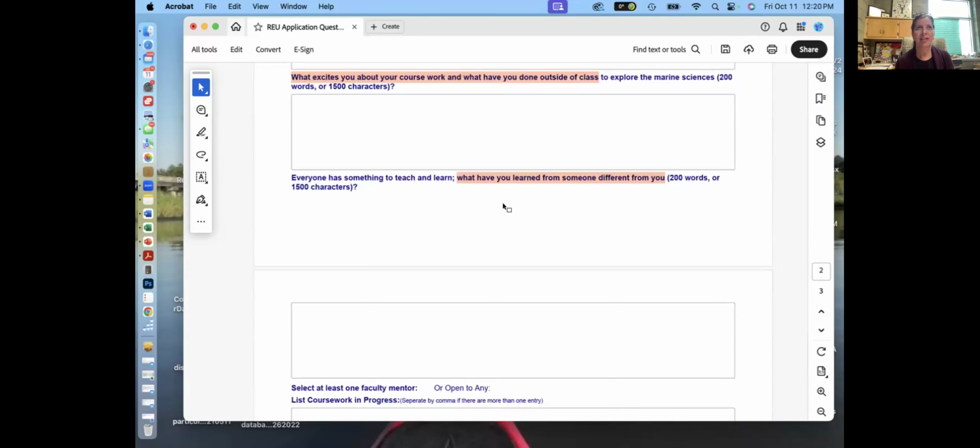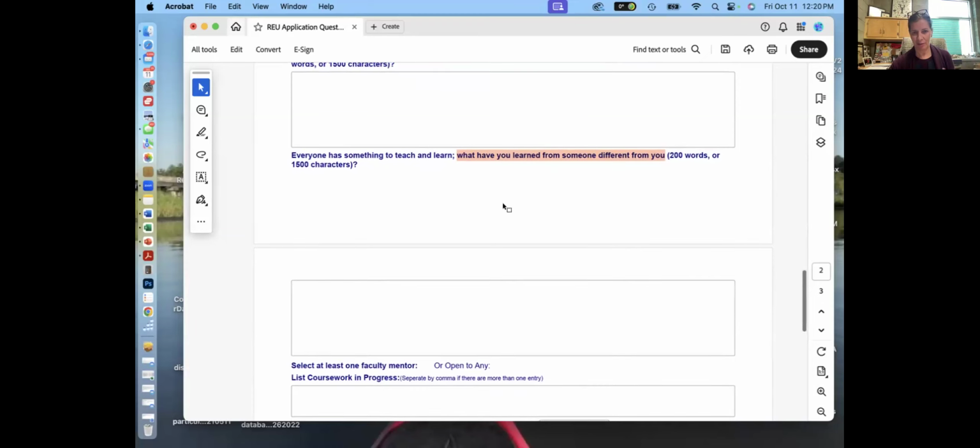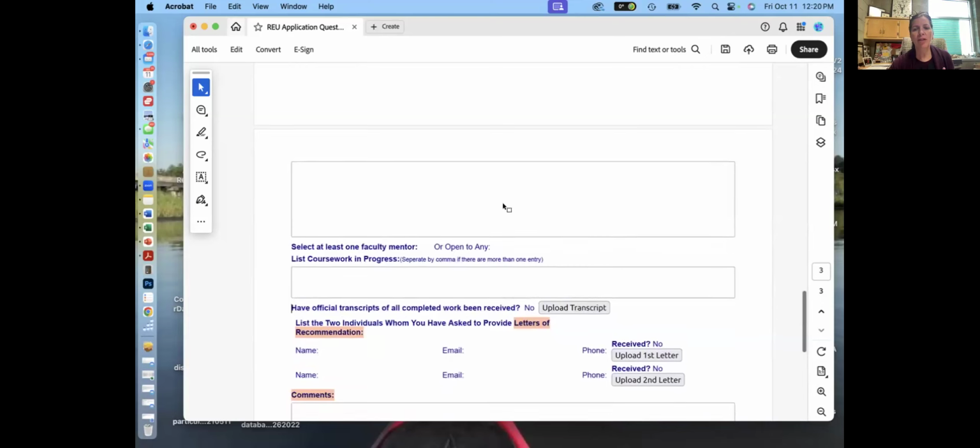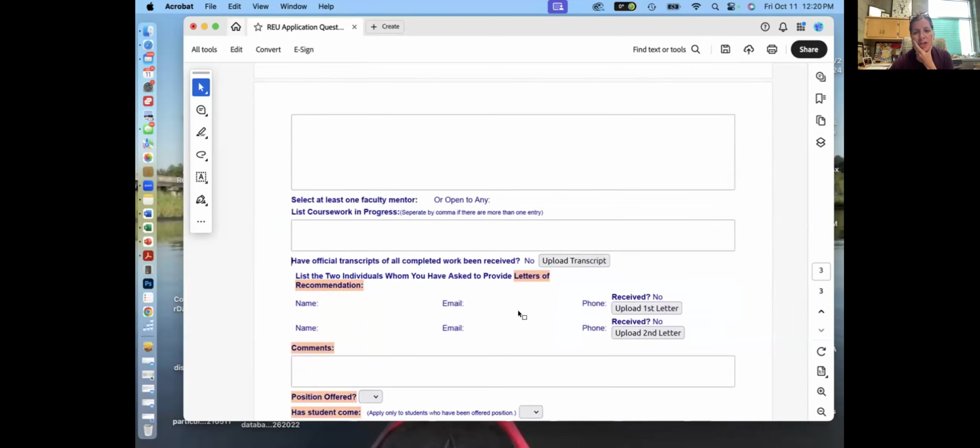Because it's really interesting to see what the students think is different from them versus the same, and also what they think is actually an important foundational life learning experience. It can be really, really interesting to tell you a little bit about these students and sort of where they're coming from. And we do still ask for 2 letters of recommendation.